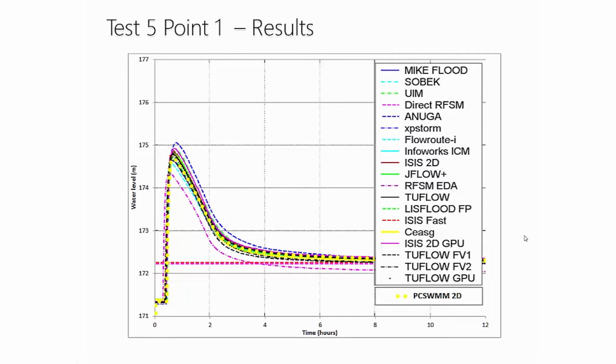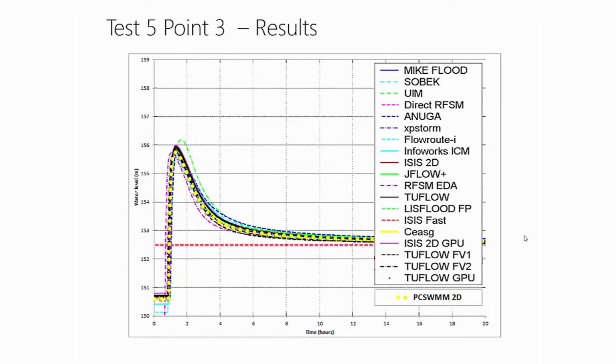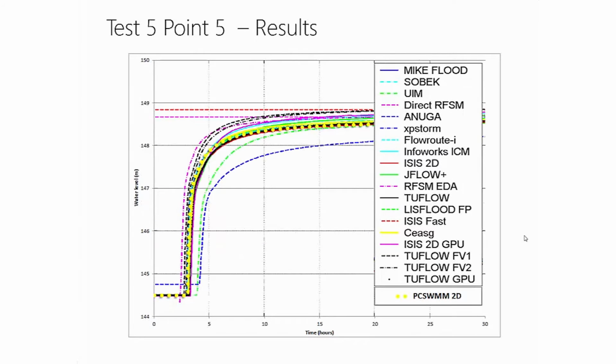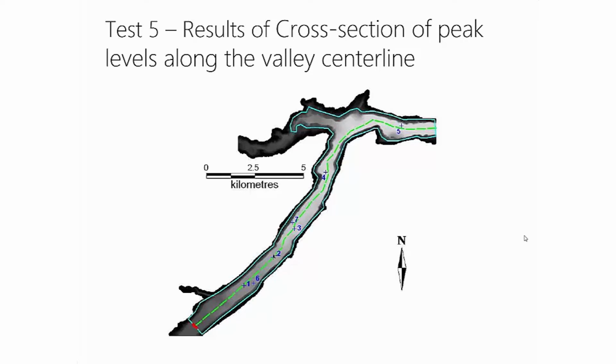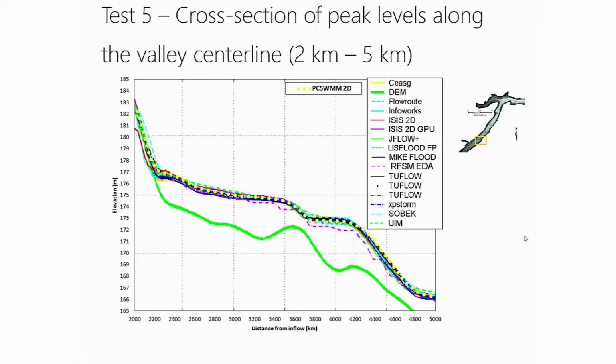Okay, quickly going through the results. This is looking at 0.1, 0.3, 0.5, 0.7. Again, we're doing very well. There were some additional plots we had to put together, and these are the results of cross-section of peak levels along the valley center line. So in this particular image, the green thick line represents the DEM elevation, and the other lines represent the results from the other software packages. Again, PCSWMM is shown in the yellow dots, and this is showing the peak elevations at that location. And this is between the 2 kilometer and 5 kilometer mark, shown in the little schematic on the right there.